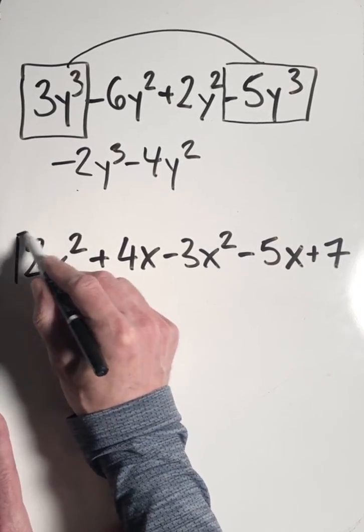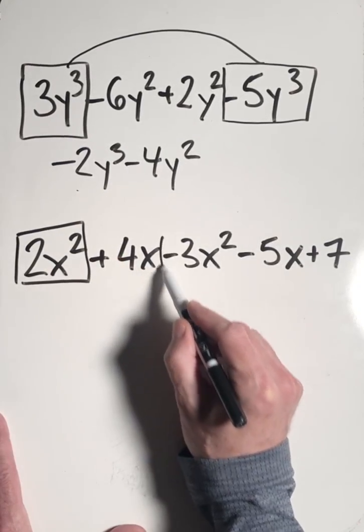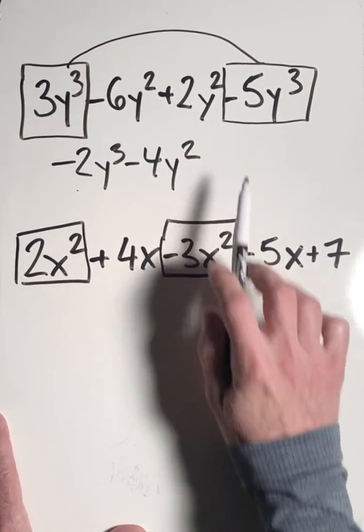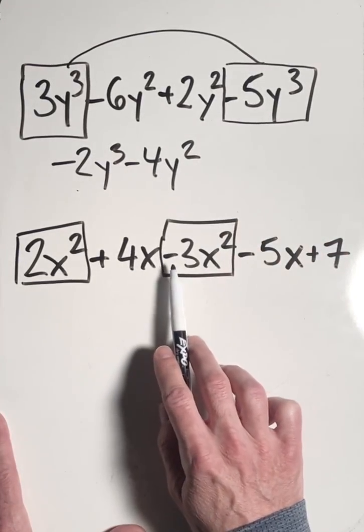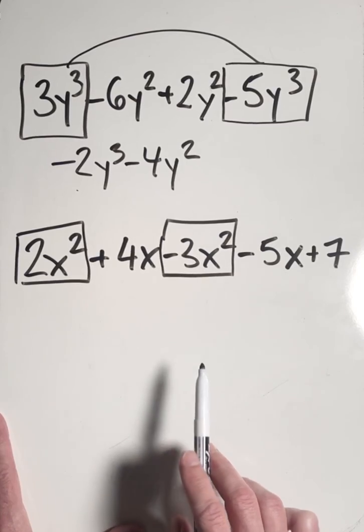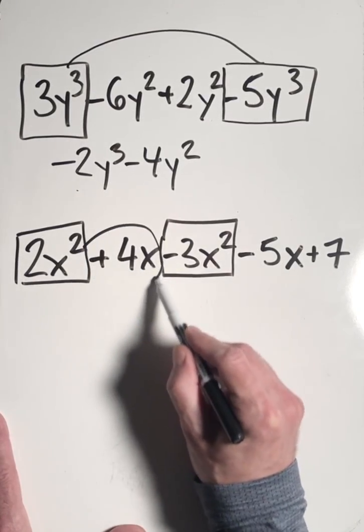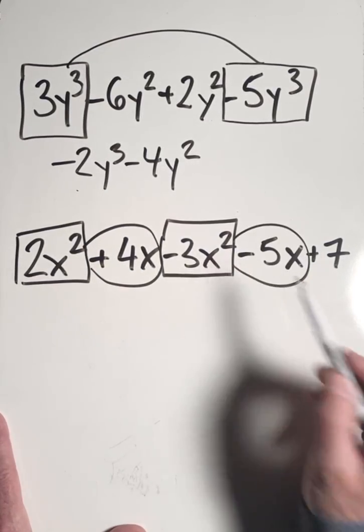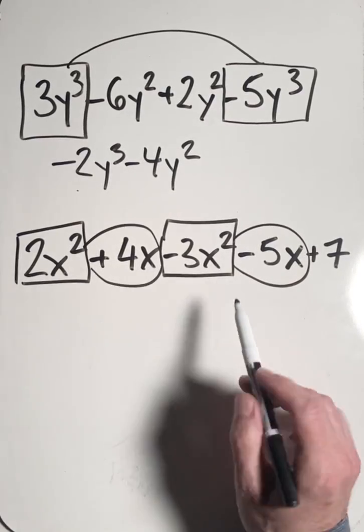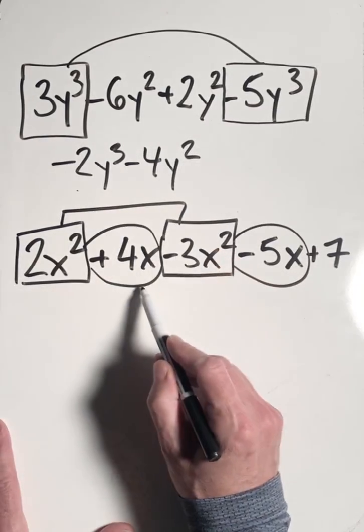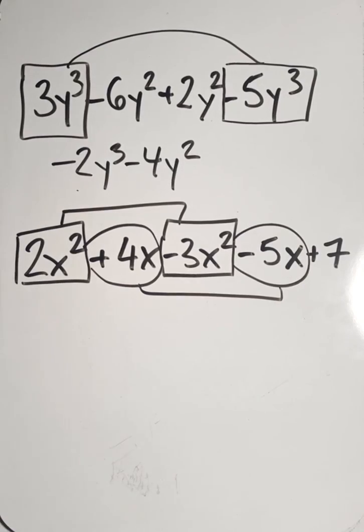I have a 2x squared here and a negative 3x squared here. Notice how in each of these I include the sign with the term. I also have a positive 4x and a negative 5x. I chose a different symbol because I want to group my terms according to those which are like.